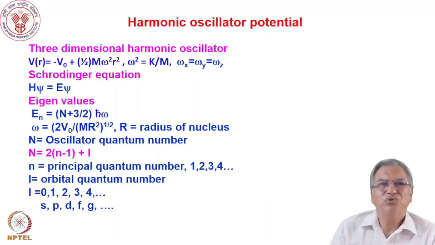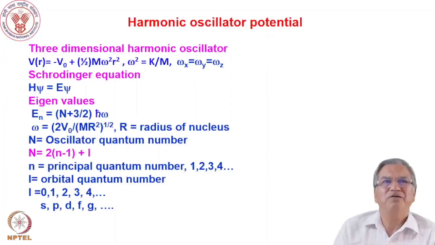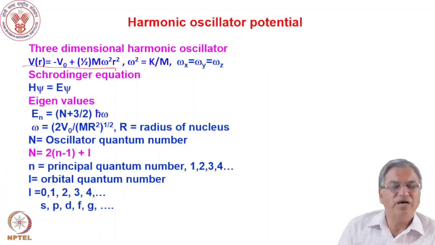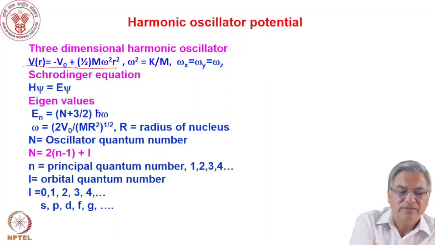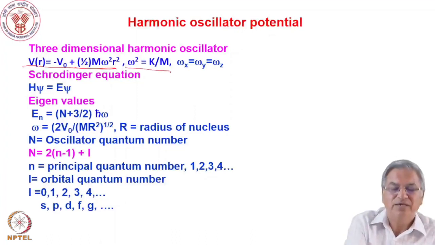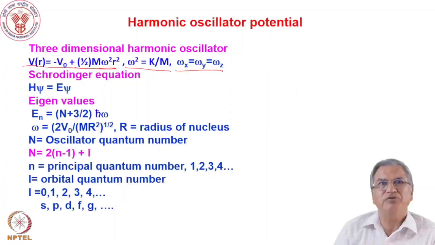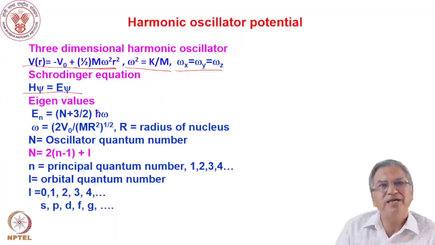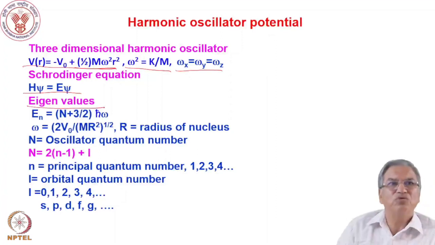Okay, so let us now generate the shell model scheme by solving the Schrodinger equation for a three-dimensional harmonic oscillator. The potential for the harmonic oscillator can be given as V(r) equal to minus V0 plus half m omega squared r squared, where omega is the oscillatory frequency given by the force constant upon the mass of the nucleon. Assuming that this oscillator is isotropic, that means the oscillation frequency in the x, y and z directions is the same, omega x equal to omega y equal to omega. The Schrodinger equation for this will be H psi equal to E psi. We will not go into the details of solving the Schrodinger equation. Our interest is to get the eigenvalues for this equation.